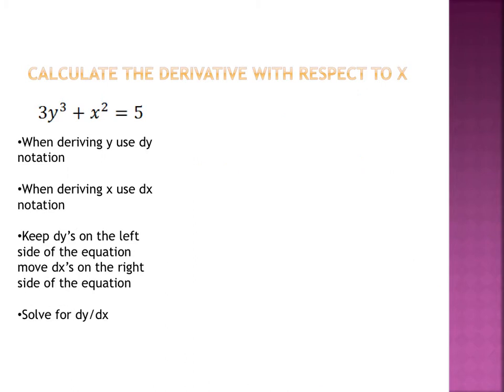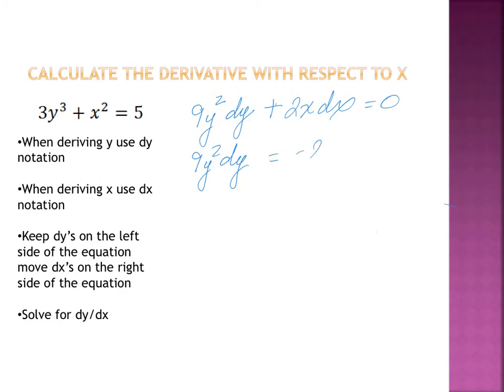So now again, I'm going to derive this function, but this time I want to derive y with respect to x. So again, I get 9y squared. Because I touch the y, I say dy, and I just don't write the dt because I know it's going to cancel anyway. And then I get 2x, and I write dx because I derived x, and the 5 derives to 0. It gets no notation because it's constant. And then I solve for dy, just like I did in the last slide.